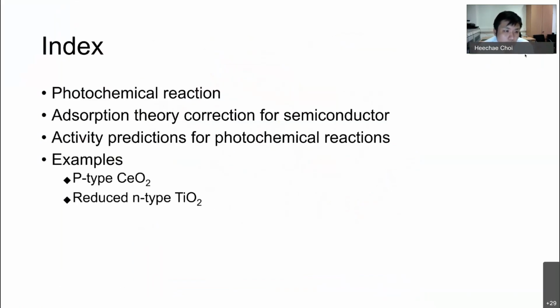I'm going to talk about photochemical reactions, adsorption energy correction for semiconductors, and activity predictions for photochemical reactions. I'm going to present two examples where I have recently explained experimental phenomena very successfully with my corrected new theory model. The first one is P-type cerium oxide, which is good for methane decomposition. The second example is why reduced anatase TiO2 is good for water splitting. For the first time, I explain why and how defect chemistry can change the water splitting activity of the photochemical reaction.